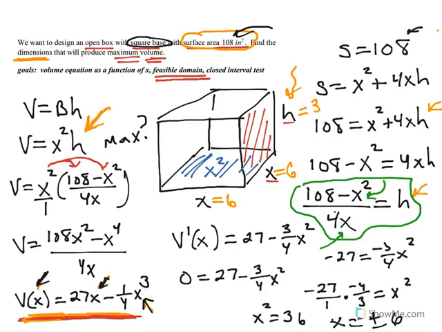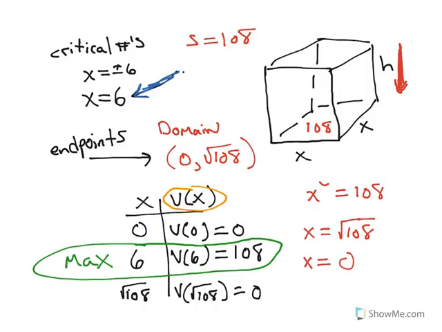So our three dimensions need to be 6 by 6 by 3. So let's find a place where we can write that. So it's going to be 6 by 6 by 3, and the units on this are inches. So to maximize the volume of that box, you would want to build it so it has the dimensions of 6 by 6 by 3.